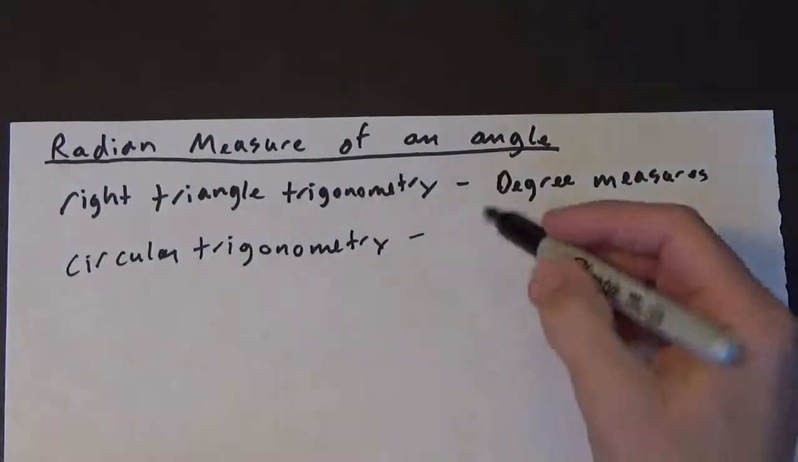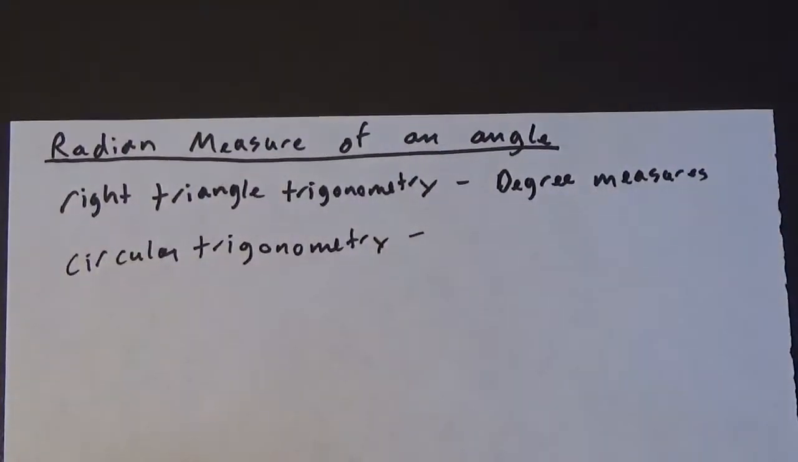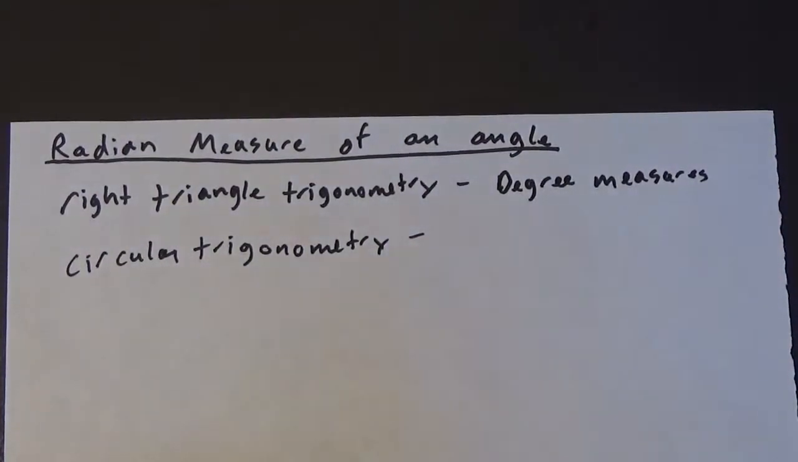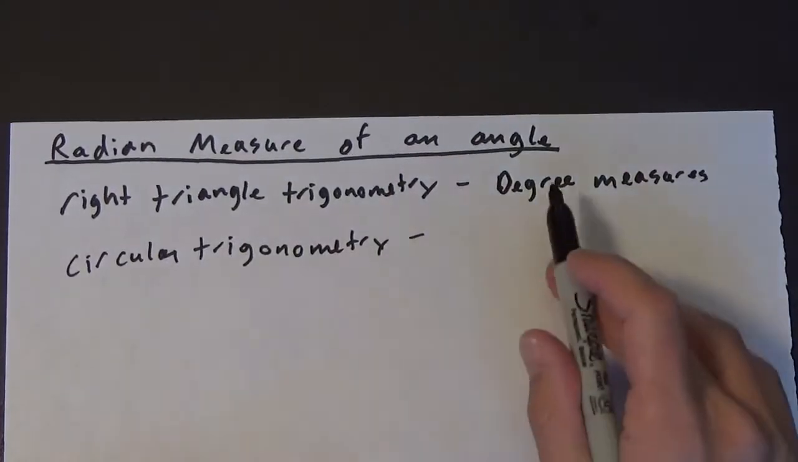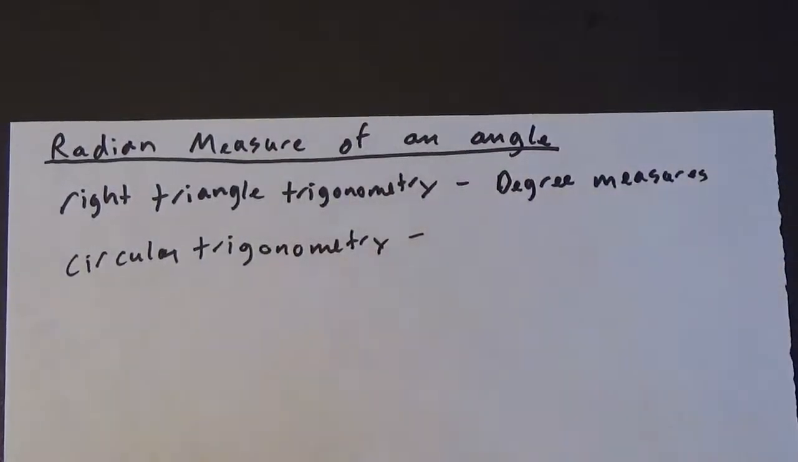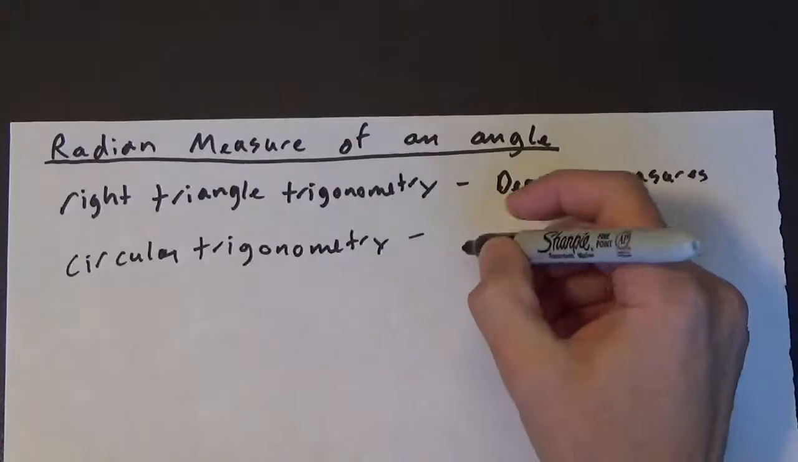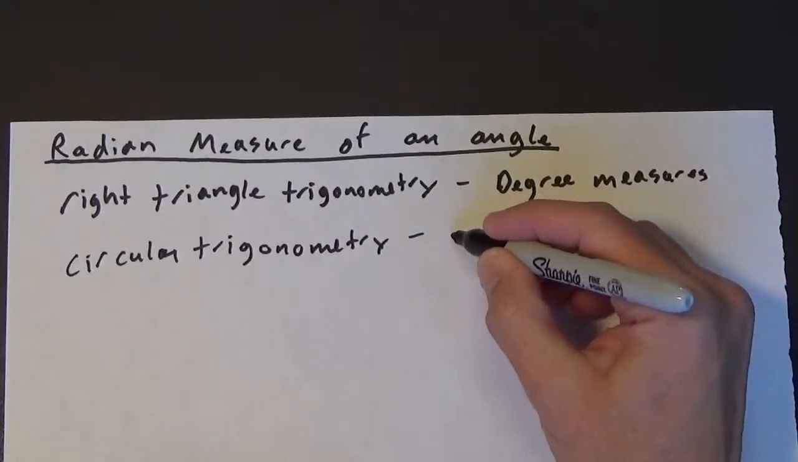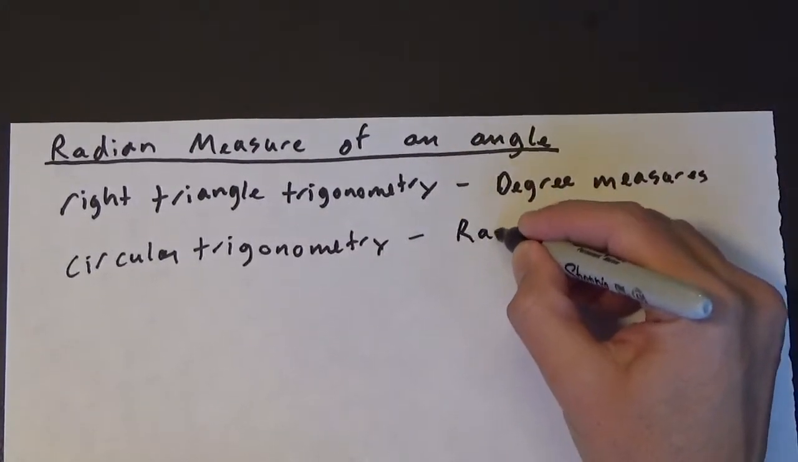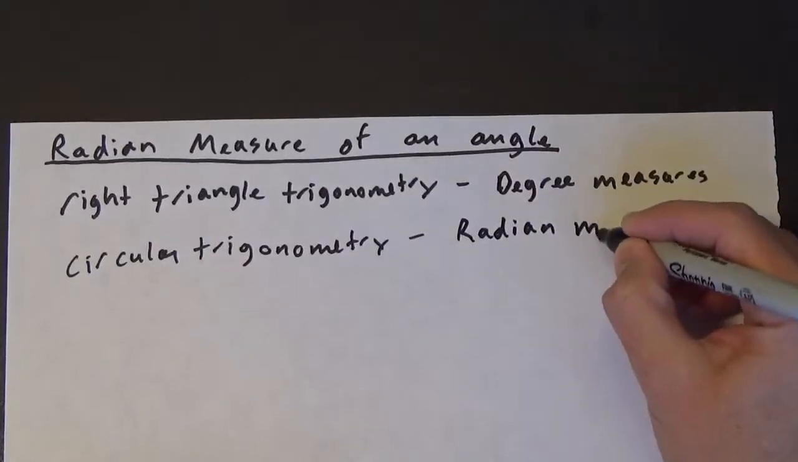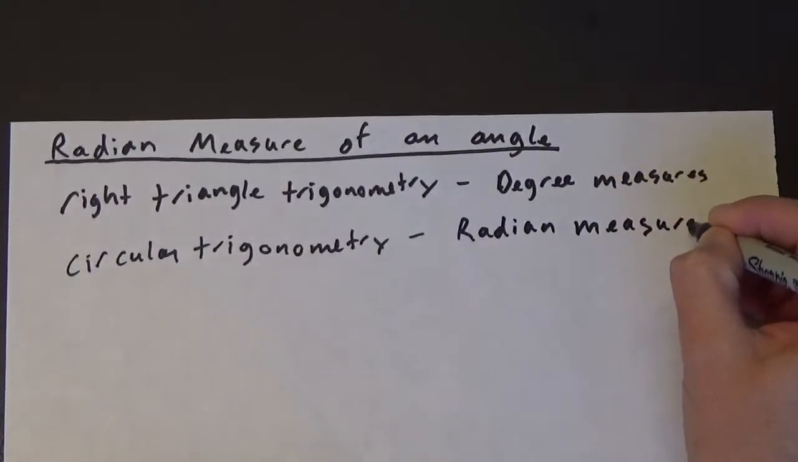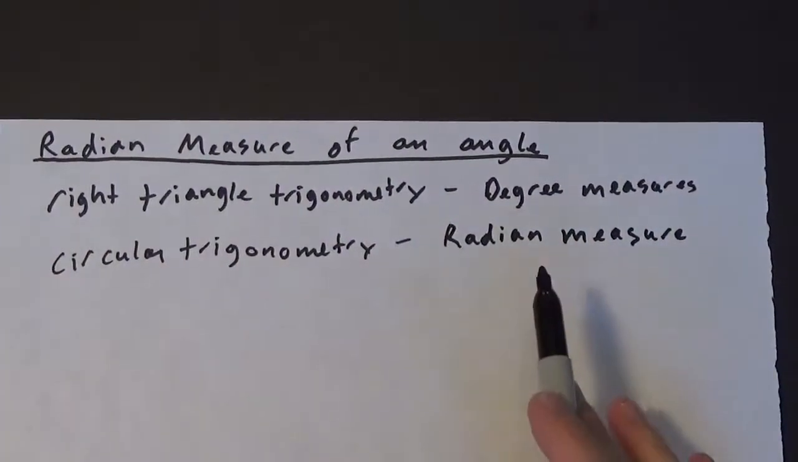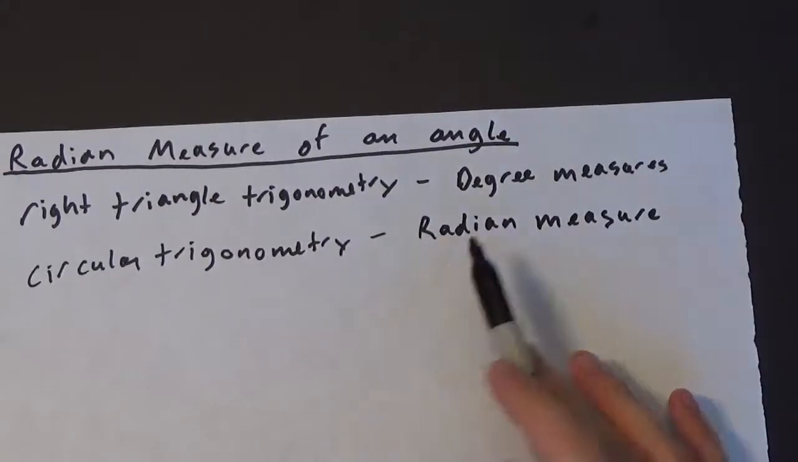And in circular trigonometry, it's really hard to work with degrees. What we want to use circular trigonometry for, degrees just doesn't work well at all. And so we use something called radian measure. And so we're going to look at what a radian is here real soon.